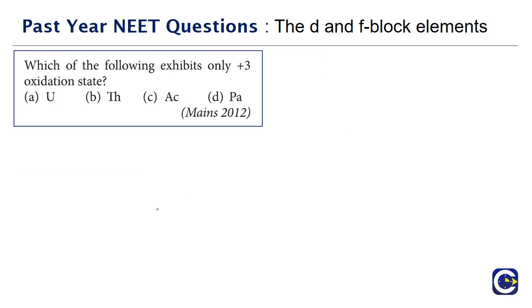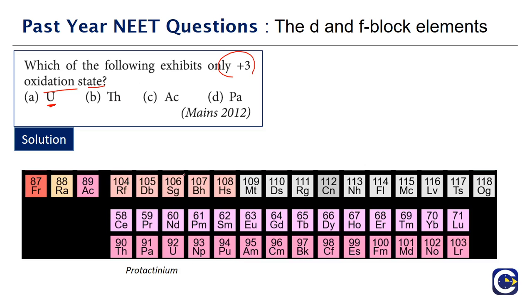Next we have a question on the oxidation state, especially the lanthanides and actinides. So in oxidation state questions also we have to be careful. Which of the following exhibits only +3 oxidation state? So if you look at these elements that are given to us, what are these elements? Uranium, thorium, actinium and protactinium.